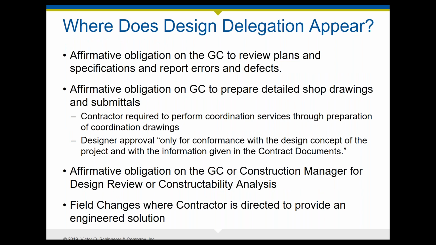And, even without that, design delegation appears in contracts. General contractors often have to review plans and specifications and report errors and defects. Part of that is to get them to understand what's required of them early on. They have to prepare the shop drawings, and they have to not only coordinate the preparation of them by specialty subcontractors, but they have to review them, and they have to acknowledge that they reviewed them as they pass them on to the architect or the engineer to approve. And the designer's approval, both under AIA contracts and engineers joint contract documents committee contracts, is really only for conformance with the design concept.